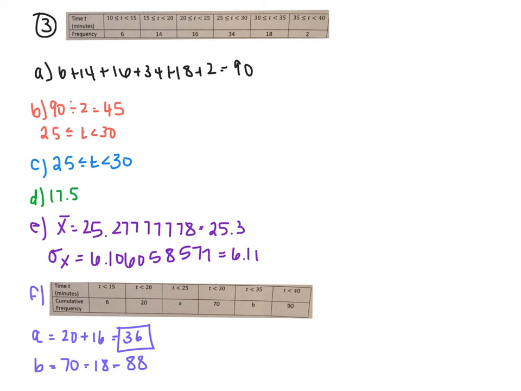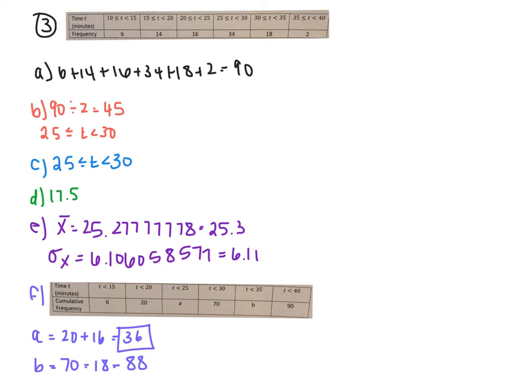Part B wants us to find the median time frame or median group. So 90 people surveyed means that the median would occur after the 45th person. So if you add these up, you end up with 6 plus 14, we're only at 20 by the time we get to this group, plus 16, we're at 36, and then when you add 34, we're at 70. So that means the 45th person happened in the 25 to 30 time range.